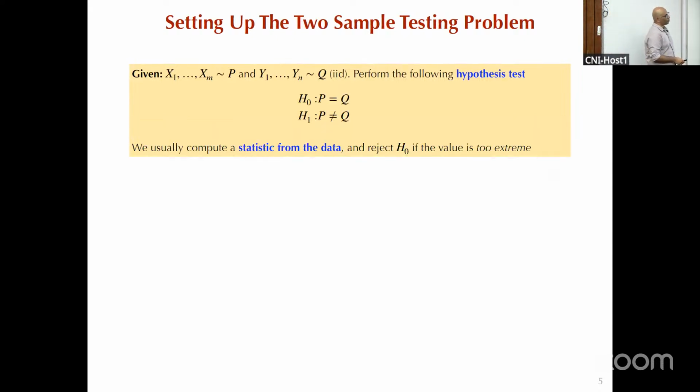You have two sets of IID draws from two distributions P and Q. Well, these two are allowed to be the same, right? That's what we are testing. So two potentially different distributions, and you want to do the following test. Usually how you do this is you compute a statistic from the data, something that summarizes this pair of samples. And then you reject H naught. This is how you do proper hypothesis testing. You don't ever say H1 is true. You reject H naught if this statistic is too extreme in some sense, right? So you set a threshold, and then you compare the statistic to the threshold, and then you reject H naught.